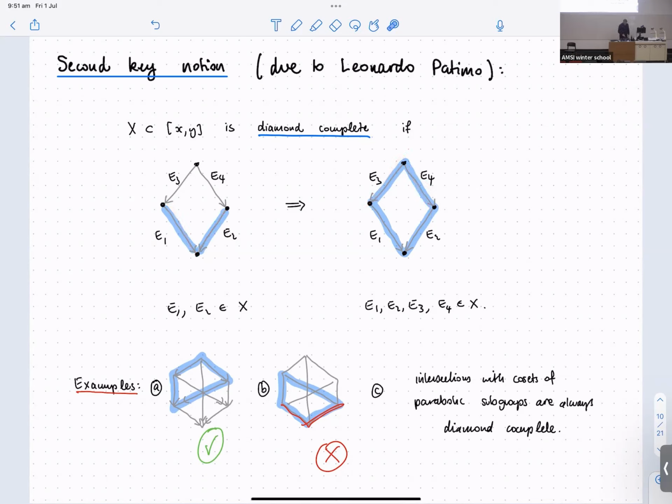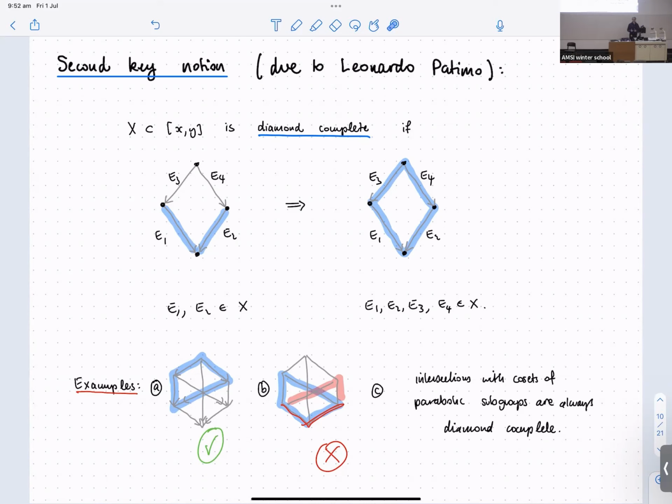Okay. So this is diamond complete, but this is not, because I have these. So here's a diamond, and it contains the lower two edges of the diamond, but not the upper two. And how does one think about diamond complete? You can see that if I intersect a Bruhat graph with a coset of a standard parabolic subgroup, this is always diamond complete.